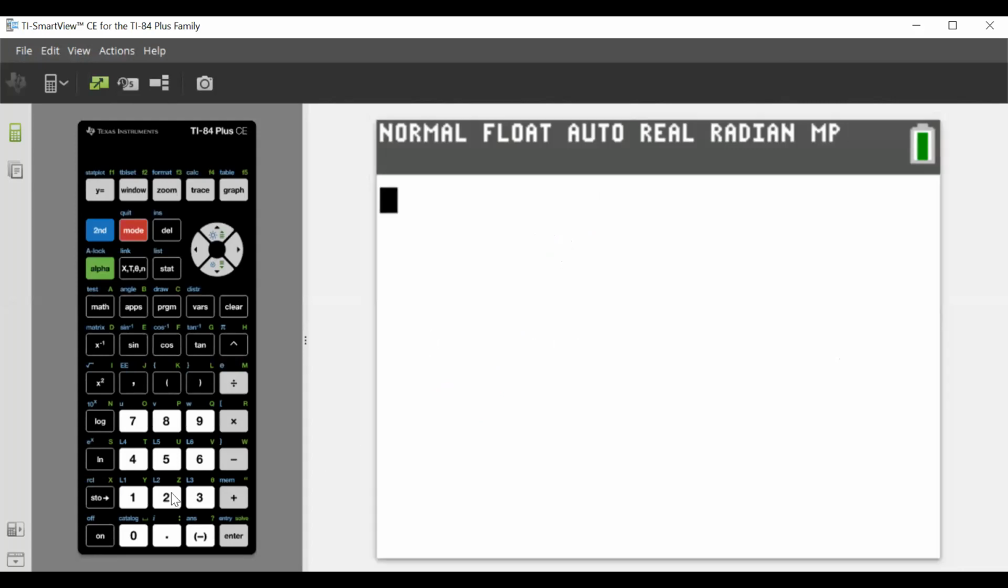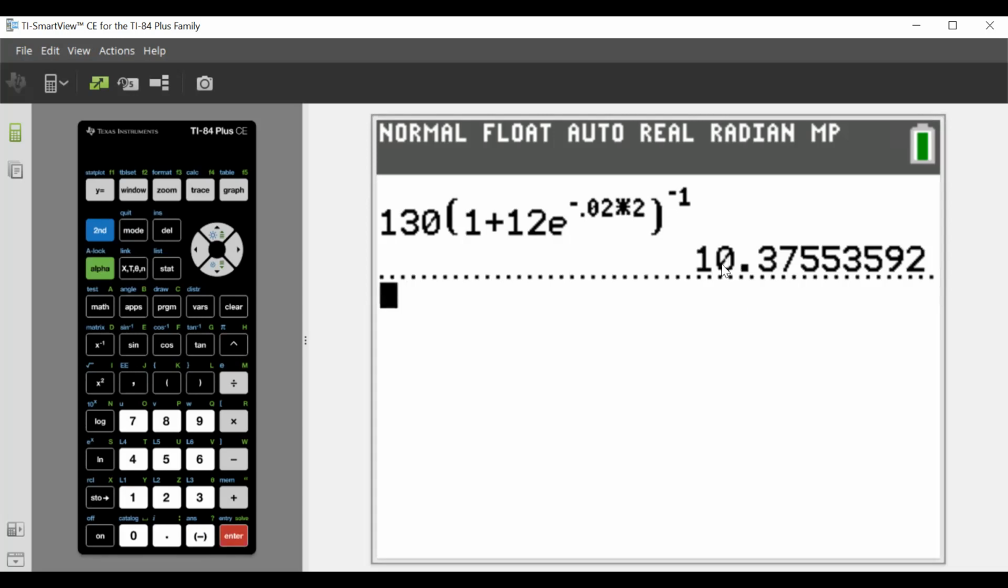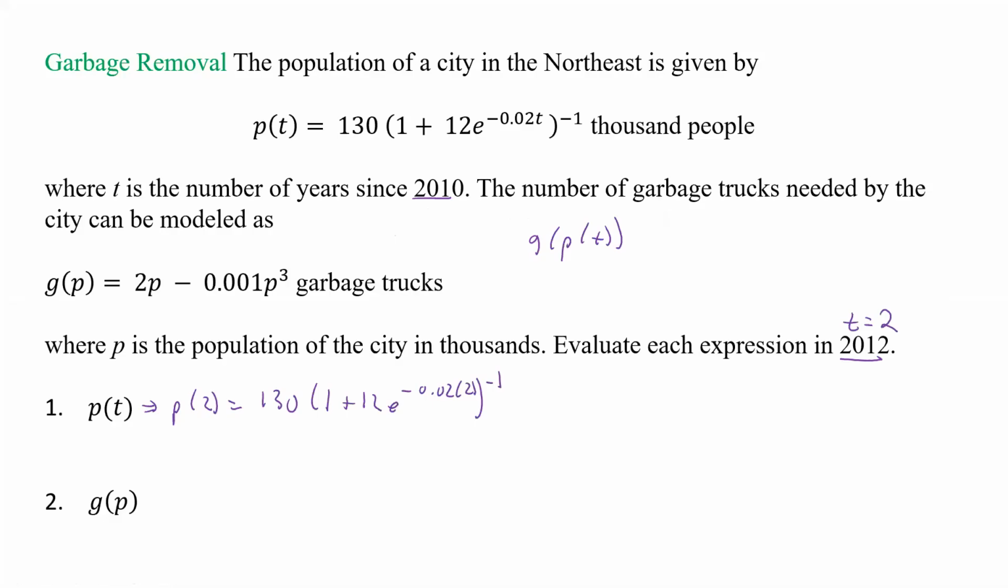Okay, so if we go to our calculator, this is just going to be a tedious process, we just have to type it in. So it's going to be the 130 times, and then 1 plus 12e to the negative 0.02, and then times 2. Then we need to arrow down, and then parenthesis, and then 2, the negative 1. Okay, and hopefully that will give us an answer. 10.376, I think, is what I'll use here. So that's going to be equal to 10.376, and that's going to be 1,000 people.